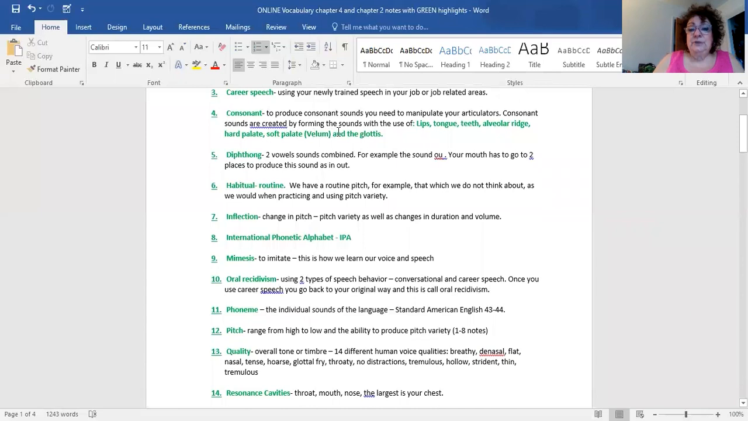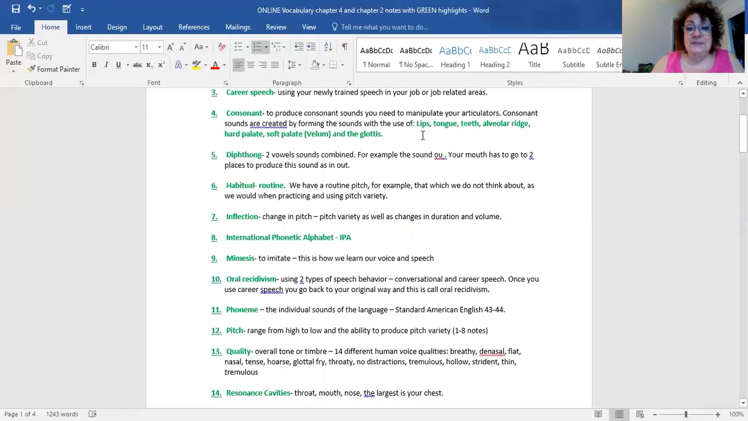Consonants. To produce consonant sounds, you need to manipulate your articulators. Okay, so this is the definition of what is a consonant. And we cannot describe what is a consonant without describing how you produce a consonant sound. How do you make a consonant sound? Well, in order to make a consonant sound, we need to use our articulators. So, what are our articulators?